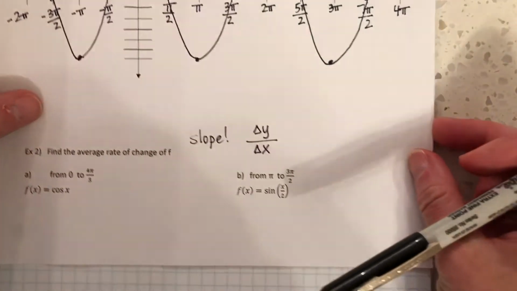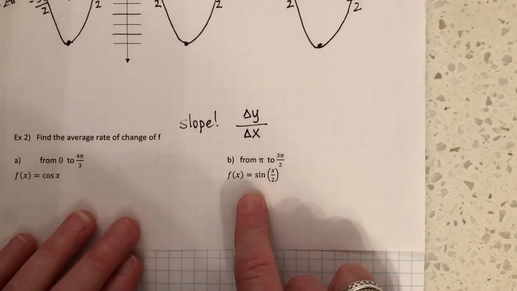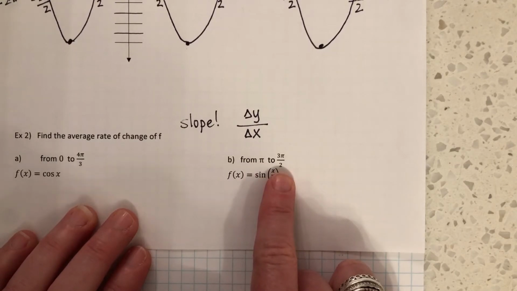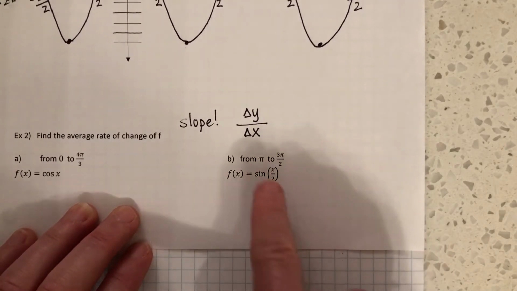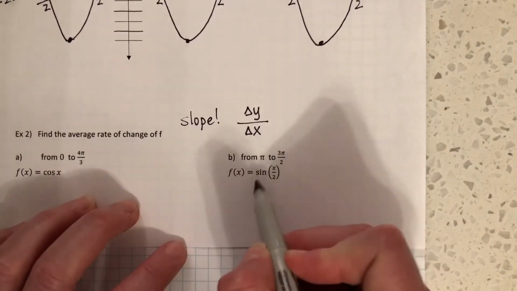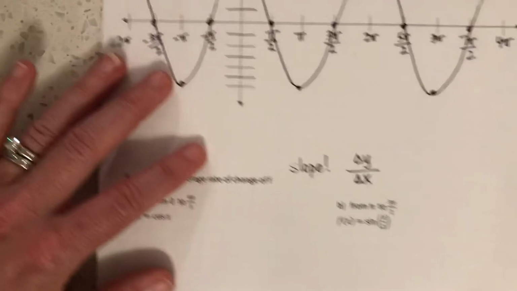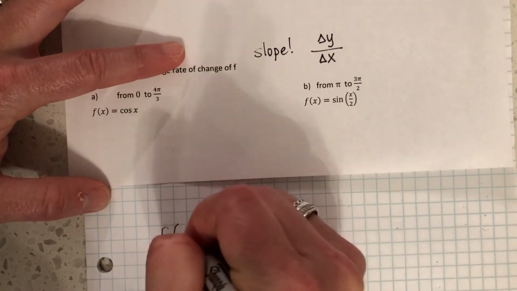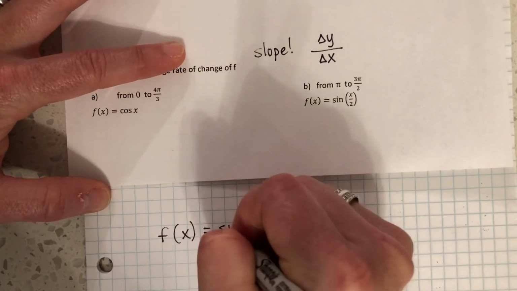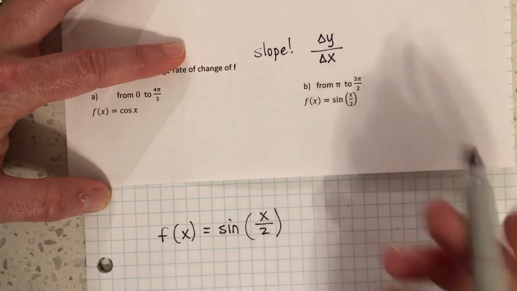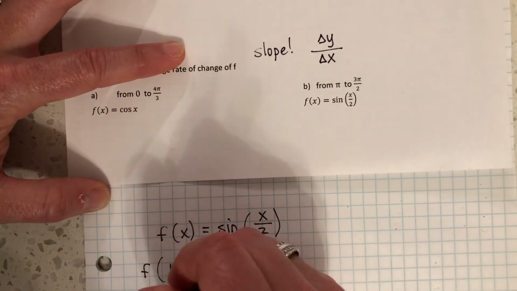Okay, now we have to find the average rate of change for this function on the interval from pi to 3 pi over 2. So again, you have to create ordered pairs by plugging these inputs in and getting outputs out. So first, let's plug in pi. f of x equals the sine of x over 2. So let's find f of pi.